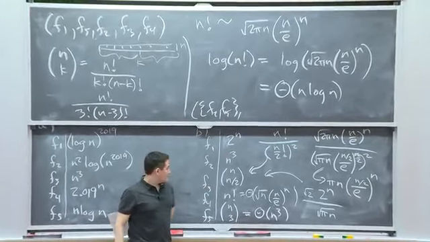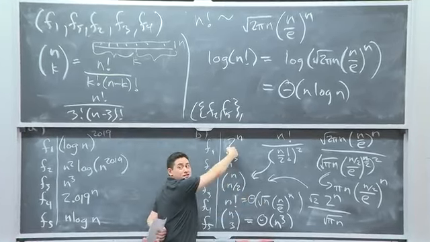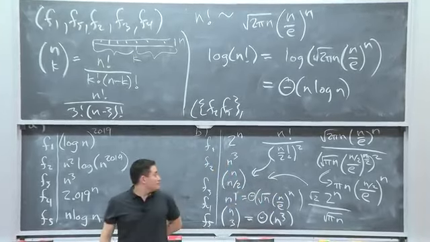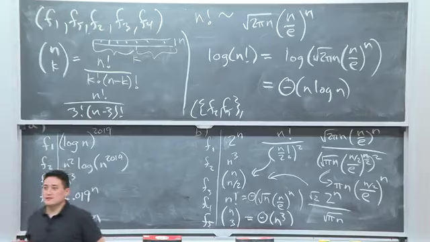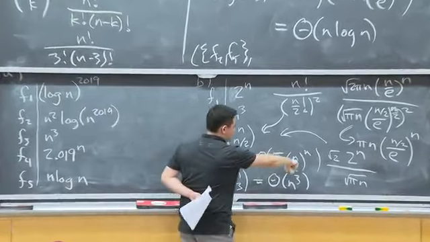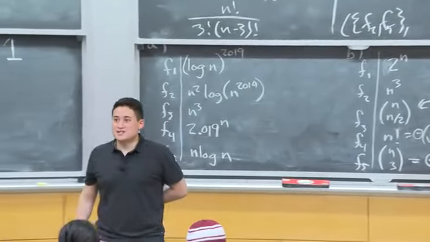Oh no, F4 is the biggest. It's the n to the n. F4 is the biggest, right? So this one's definitely bigger than this, right? Because it's n to the n as opposed to 2 to the n. Okay? So for any n larger than 2 plus e it is fairly obvious that that's bigger.